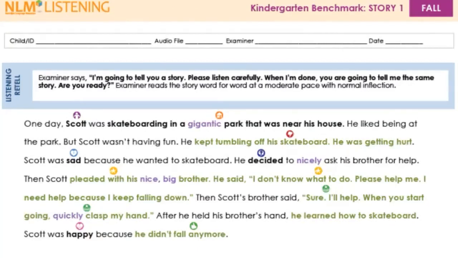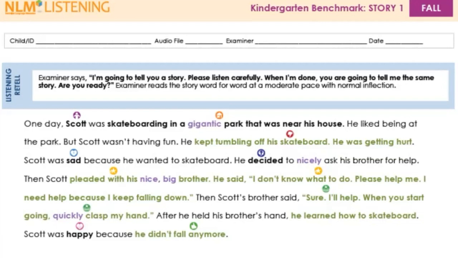So what you'll see here is in this story right here. It says, one day Scott was skateboarding in a gigantic park that was near his house. He liked being at the park, but Scott wasn't having fun. He kept tumbling off his skateboard. He was getting hurt. Scott was sad because he wanted to skateboard. So that right there is the feeling in response to the problem.